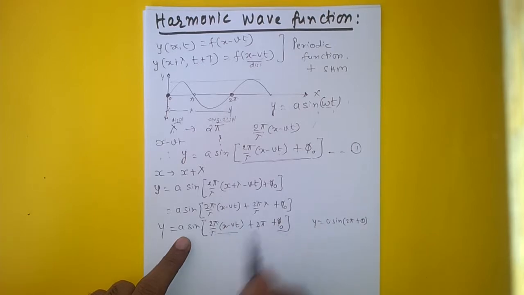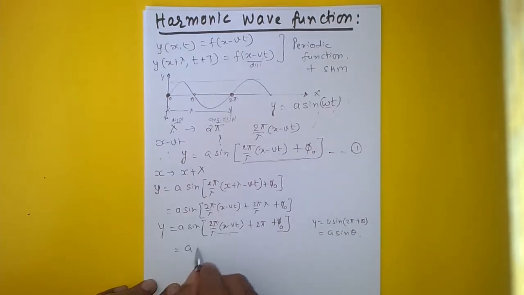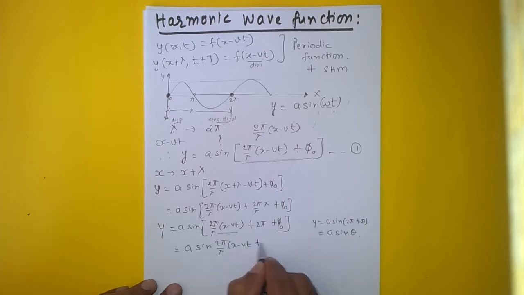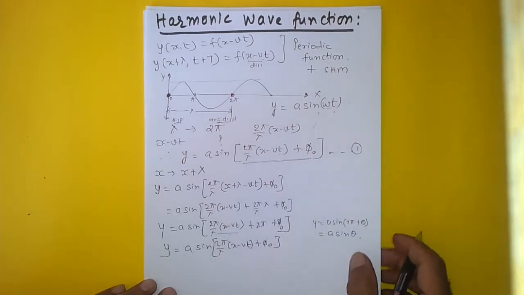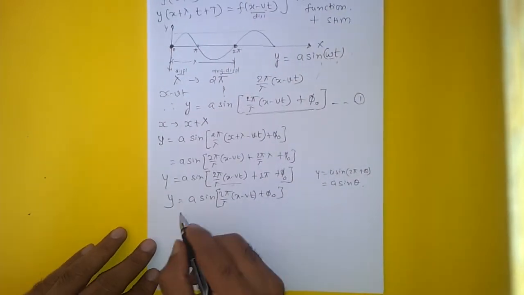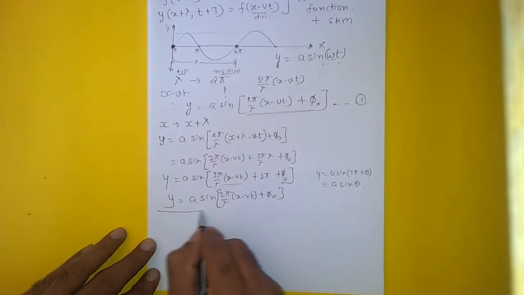So theta is there plus 2 pi is there, and I know that a sine of 2 pi plus theta is a sine theta. Therefore this will become a sine of 2 pi upon lambda x minus vt plus phi 0, which is the same as equation 1. Hence I have confirmed that it is periodic with reference to x. Same thing I'll try to do with reference to time.